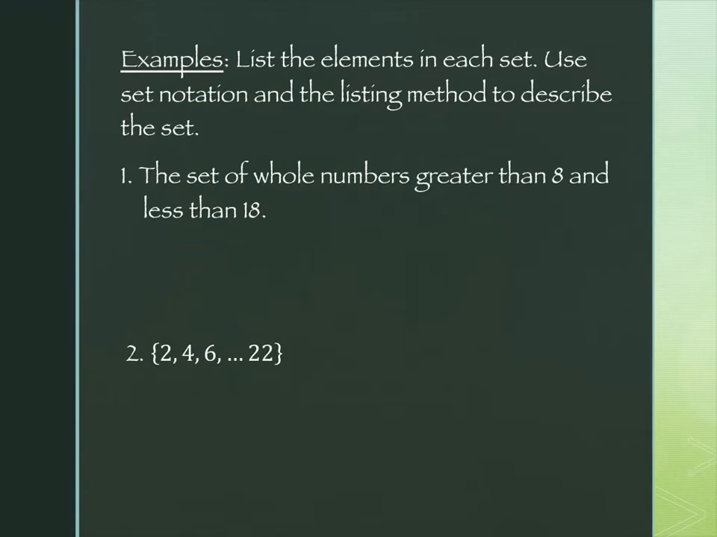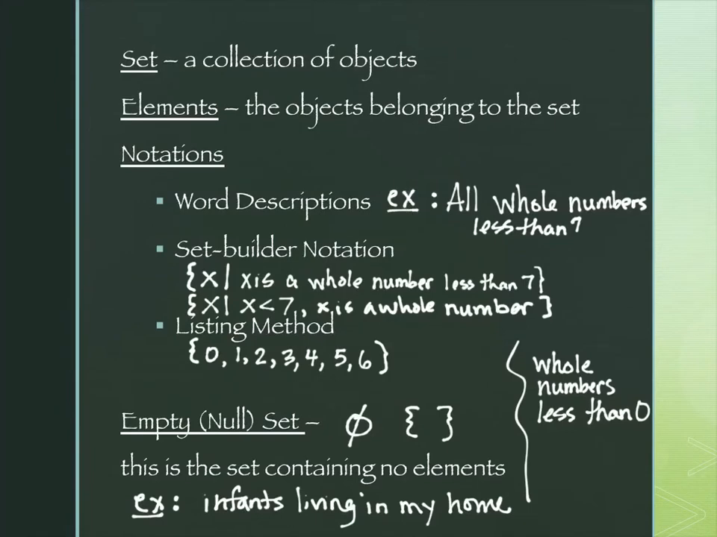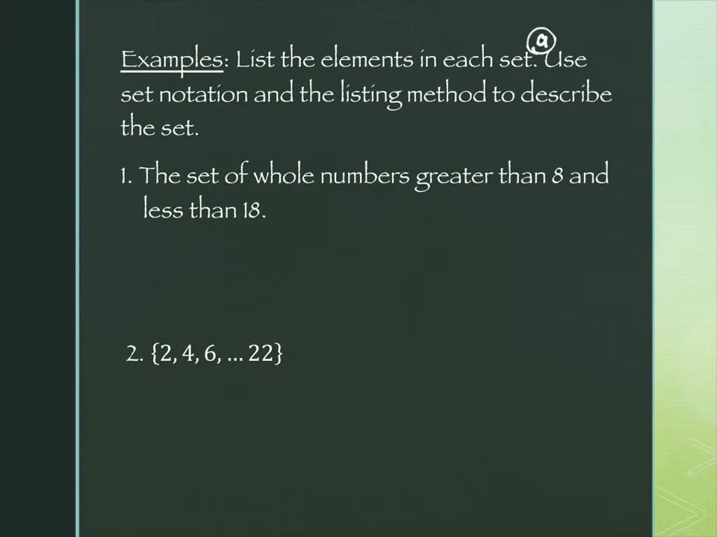So this first set of examples wants us to list the elements in each set, and it asks us to do it two different ways. First, I'll label them as A and B, use set notation. So set notation was that set builder stuff that we did right here. And then the other one says to use the listing method. So that's going to be making a list.